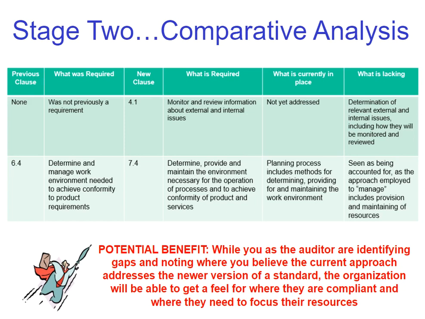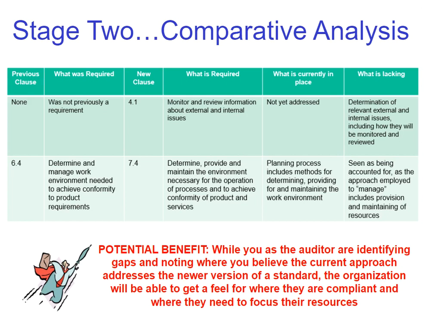What is currently in place, it's not yet addressed. Okay, so what is lacking? Determination of relevant external and internal issues, including how they will be monitored and reviewed. Okay? So it's just a reiteration of what the standard's asking for, because there is no comparison that can be done against it. If you look at the next line, again, using ISO 9001-2008 and ISO 9001-2015.